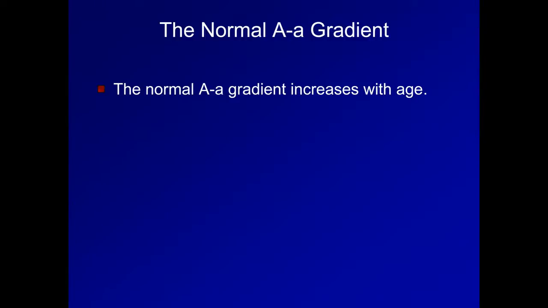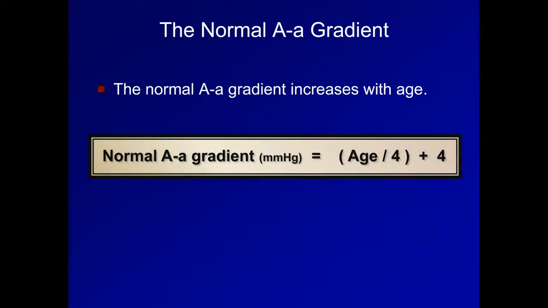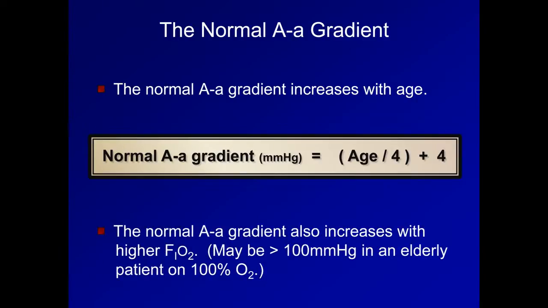There are several equations floating around that will allow one to estimate the normal AA gradient for age, all of which are empirically derived. I don't think anyone can really say which equation is best per se or most accurate, but the most frequently employed one is this. The normal AA gradient in millimeters of mercury is equal to the patient's age in years divided by 4 plus 4. You should also note that the normal AA gradient also increases with higher FiO2 and can be over 100 millimeters of mercury in an elderly patient breathing 100% oxygen. This will be discussed more in the next lecture.